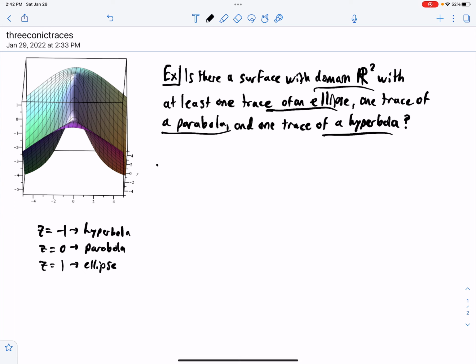And here's that function that I came up with. z equals 6 times the quantity y minus x squared, over 2y squared plus x squared plus 3. Now there's a lot of functions that you can come up with in this vein that could work in a similar way. All right, so let's verify these.